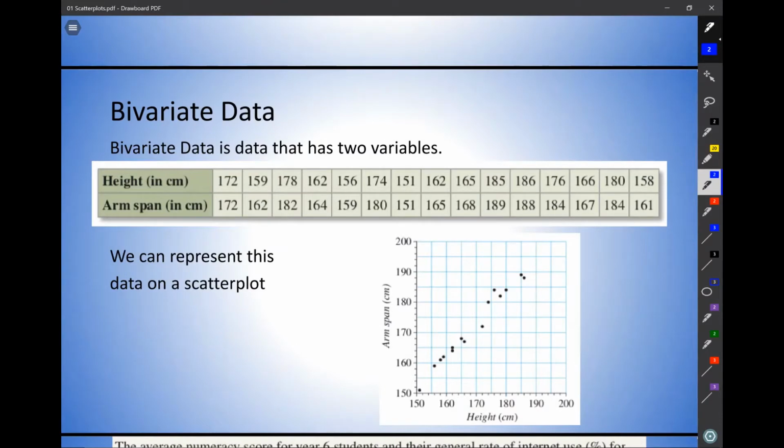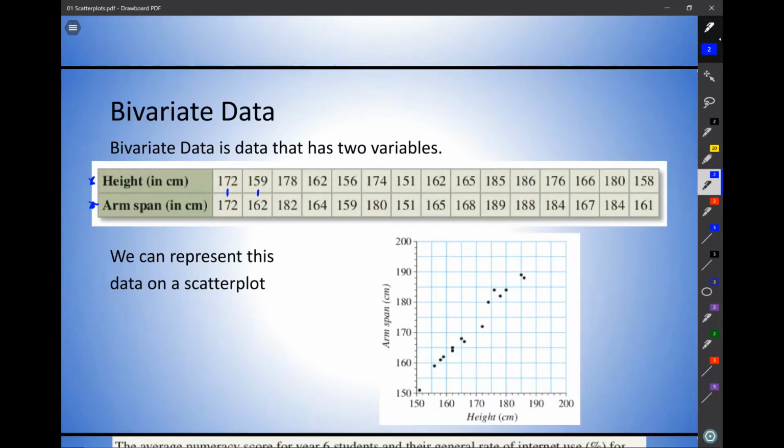So bivariate data is data that has two variables. For instance, a person has a height and an arm span here. These are two variables that each person will have. And these numbers here represent the height and arm span of a single person.